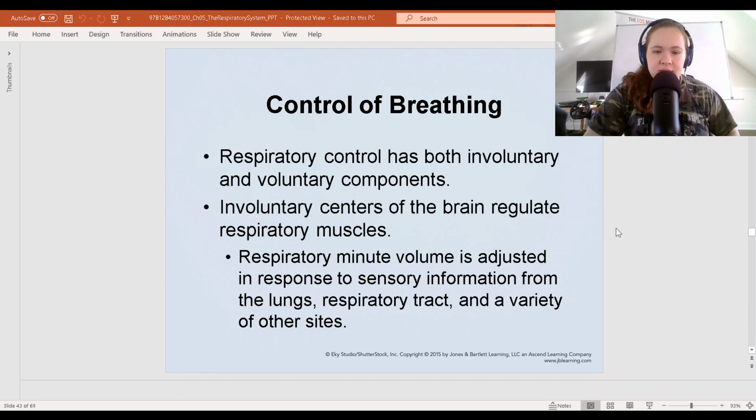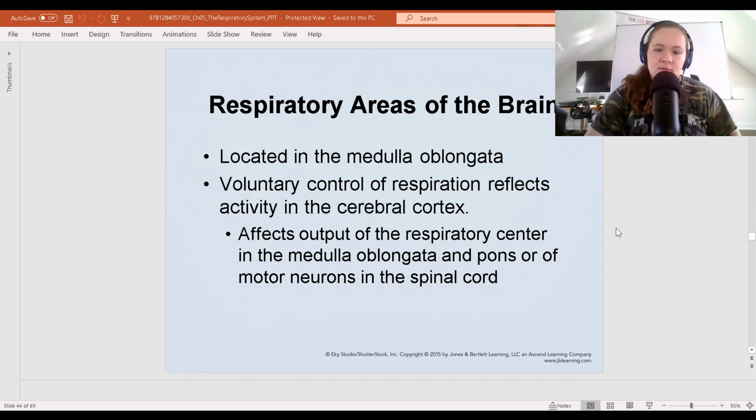In the control of breathing, respiratory control has both involuntary and voluntary components. Involuntary centers of the brain regulate respiratory muscles. The respiratory minute volume is adjusted in response to sensory information from the lungs, respiratory tract, and a variety of other sites.